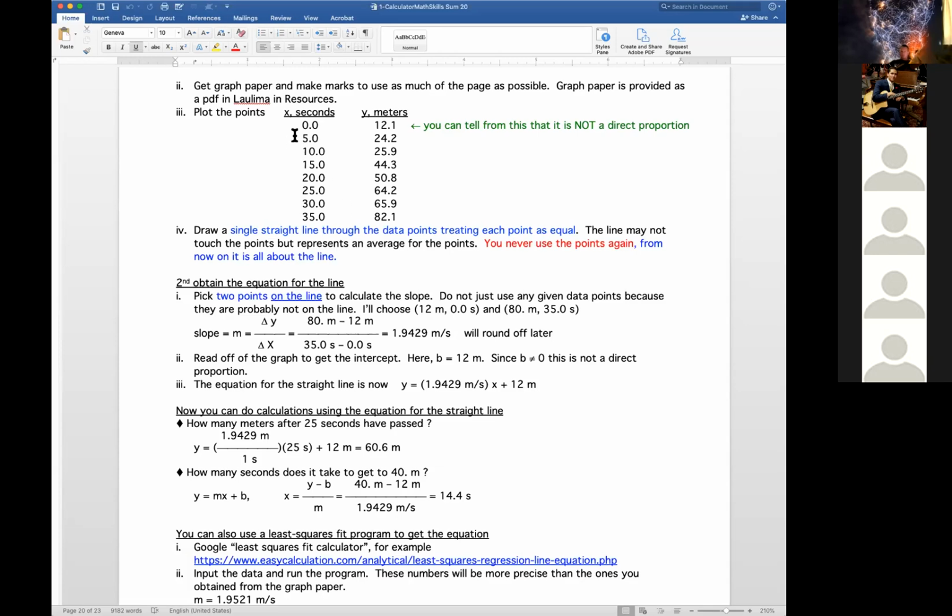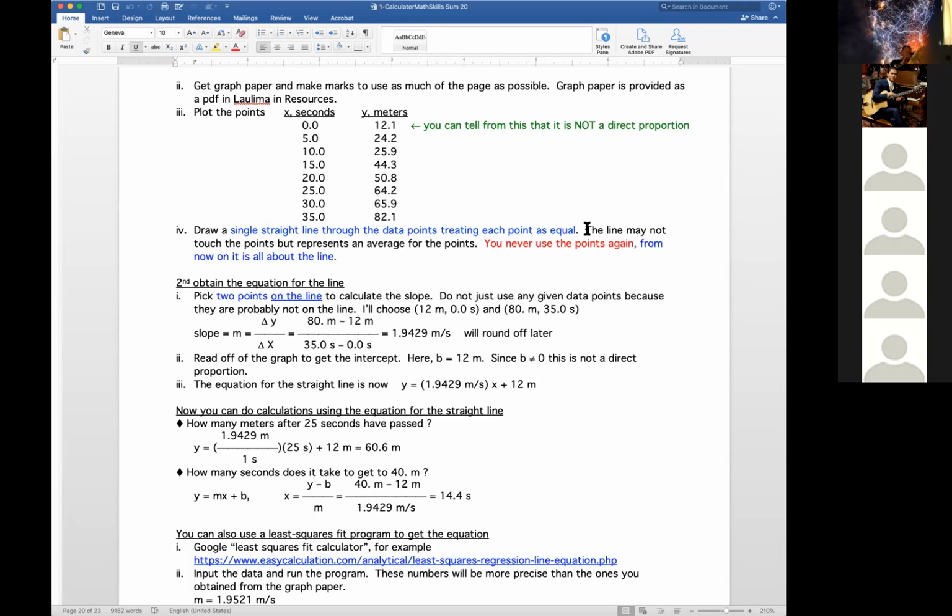So then you plot your points, okay? And looking at this right here, you can already see that if x is 0, y is 12, that doesn't look like it's going to pass through the origin, so it's not a direct proportion. And then you draw a single straight line through the data points, treating each point as equal.